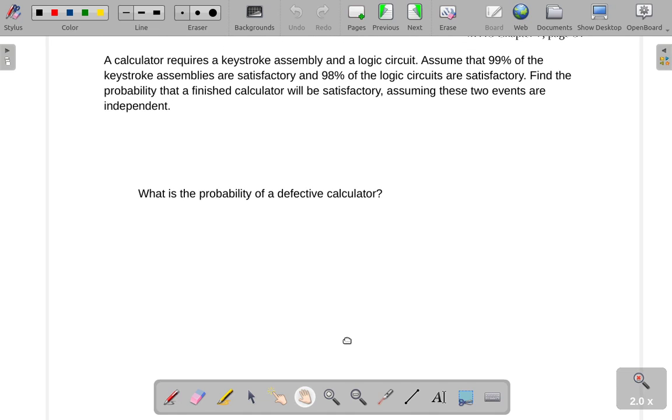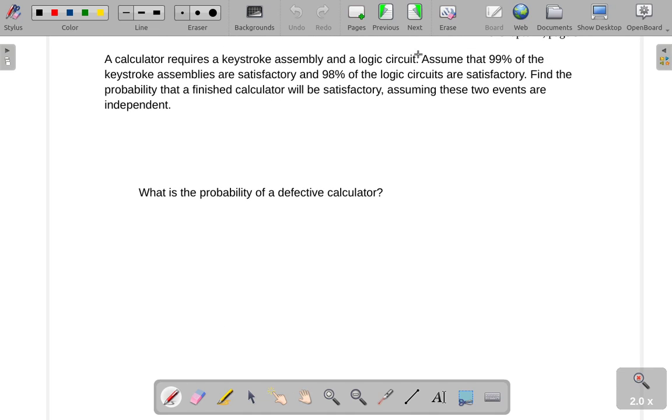So let's give some names to events. Let's say E is the event we have a good keystroke assembly. And F would be the event we had a good logic circuit.